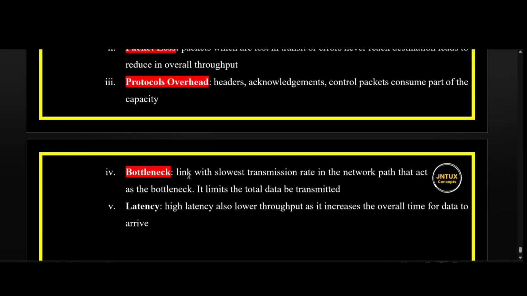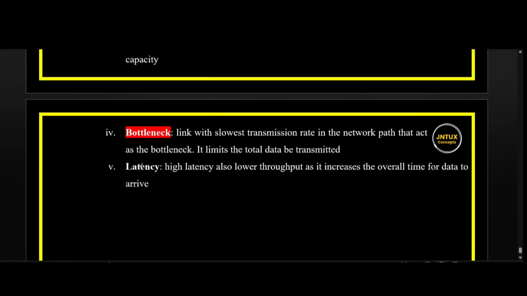Bottlenecks: the link with the slowest transmission rate in the network path acts as a bottleneck. It limits the total data that can be transmitted. Latency: high latency also lowers throughput as it increases the overall time for data to arrive.